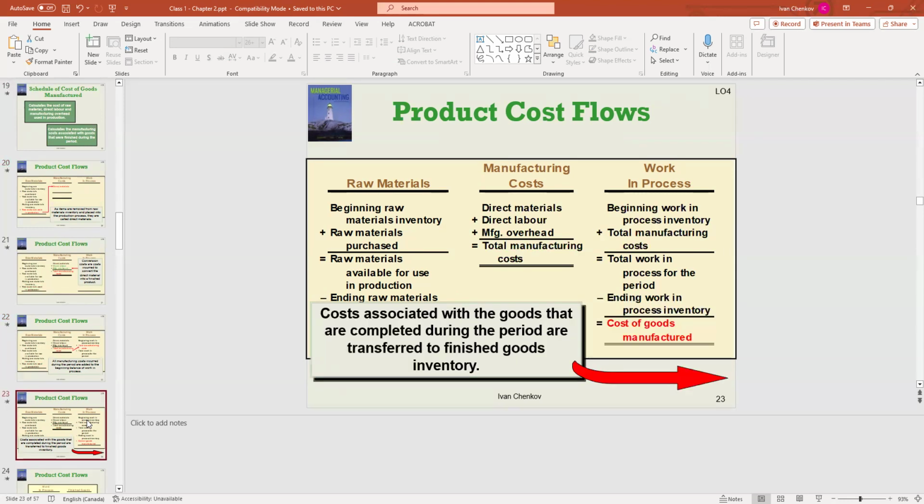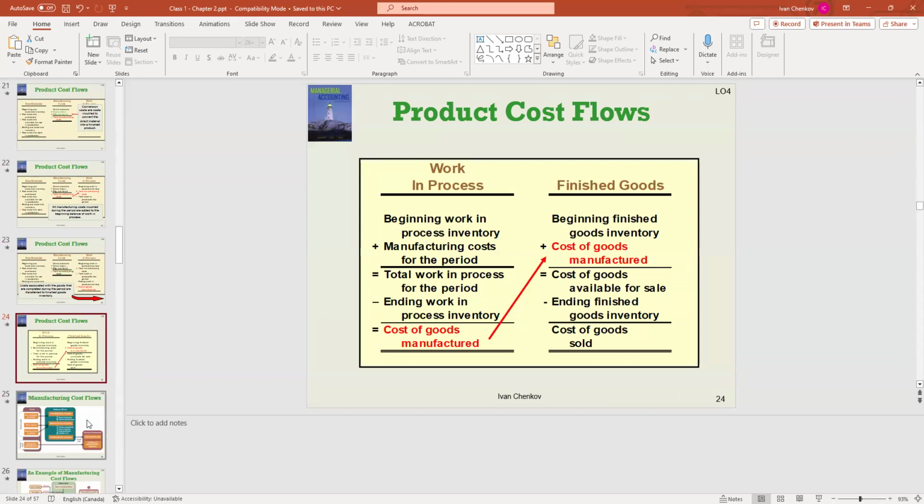When we deduct the ending balance of the work in process, we're going to get the cost of goods manufactured. Do we want to know the cost of goods manufactured? Absolutely. Why? Because that will become our cost of goods sold. So we have to make sure that we're selling our products higher than whatever it cost us to manufacture those products.